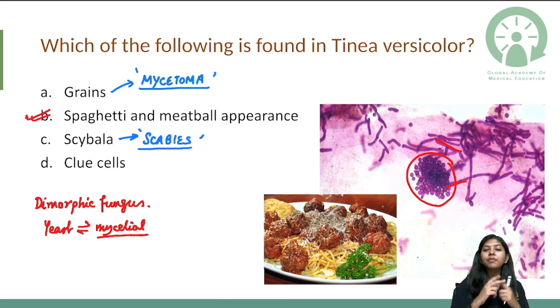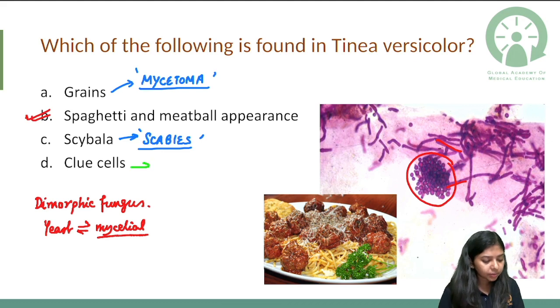If you do a scraping from a skin lesion, from the web space or any skin lesion, and you do a KOH mount, you can see the scabies mite. Sometimes you can see fecal pellets, which are called scybala. Okay. And clue cells, very important again. Clue cells, where do we get them?